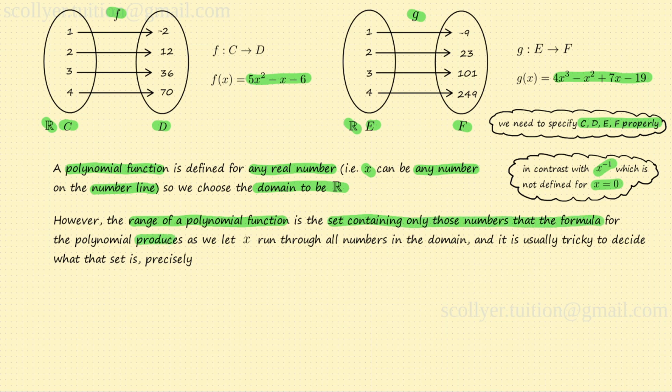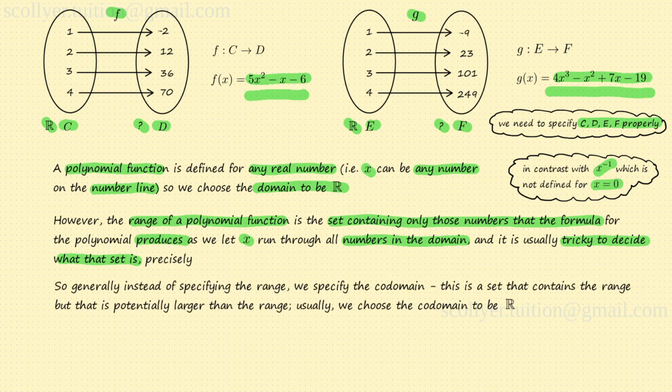On the other hand, the range of a polynomial function is the set containing only those numbers that the formula produces as we set x to any number in the domain. And usually it is quite tricky to decide what that set will be. And so, since it isn't clear which numbers exactly this formula or this formula will spit out, we are going to put a question mark next to the set D and the set F.